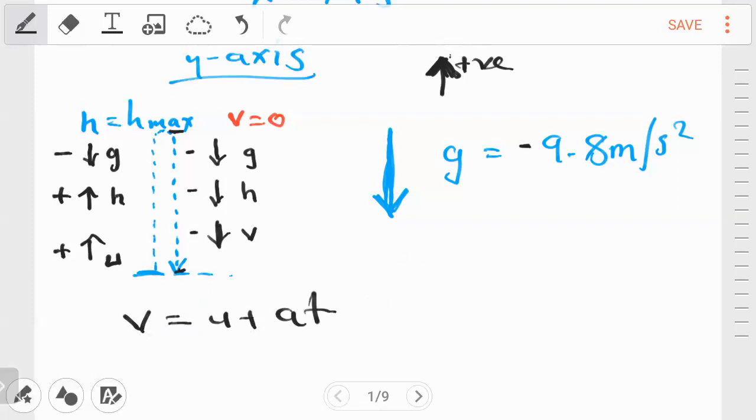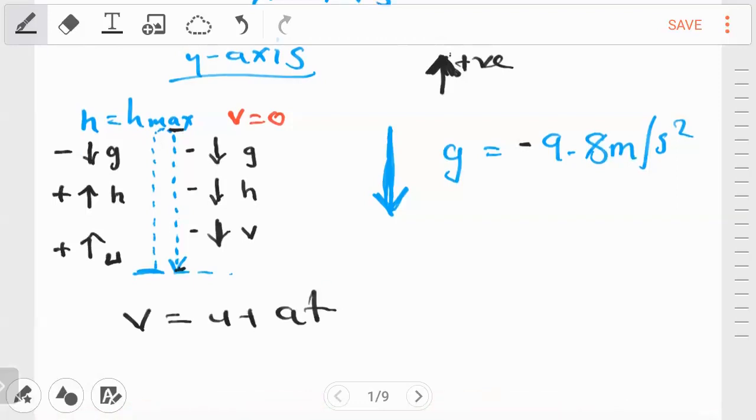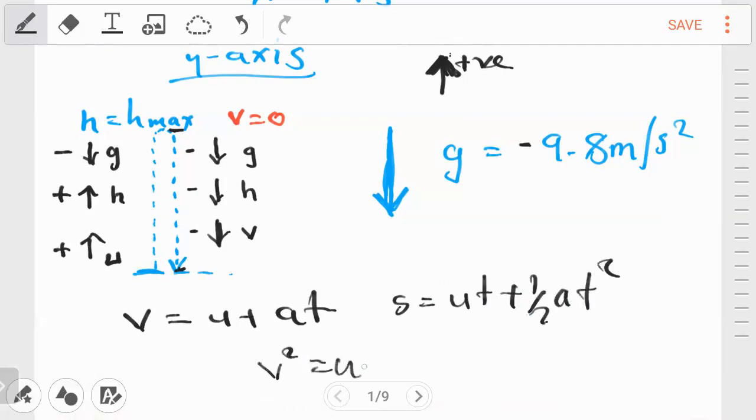Okay. Now, apart from this equation, the next thing that we have is s is equal to ut plus half at squared, and then lastly, v squared is equal to u squared plus 2as. So these are the equations that we have, but the acceleration here is due to gravity. So this is going to be g, this is g, and this is g. Here we're in the vertical.